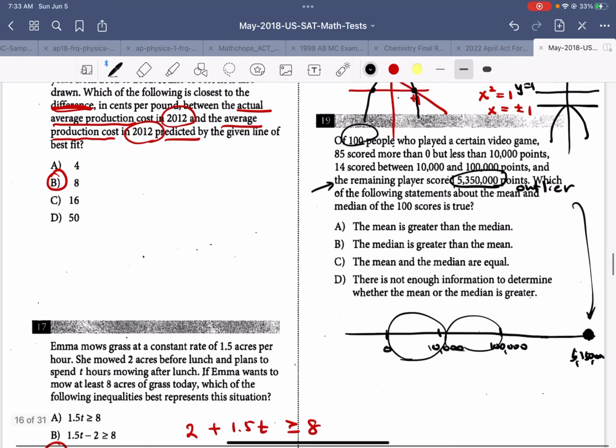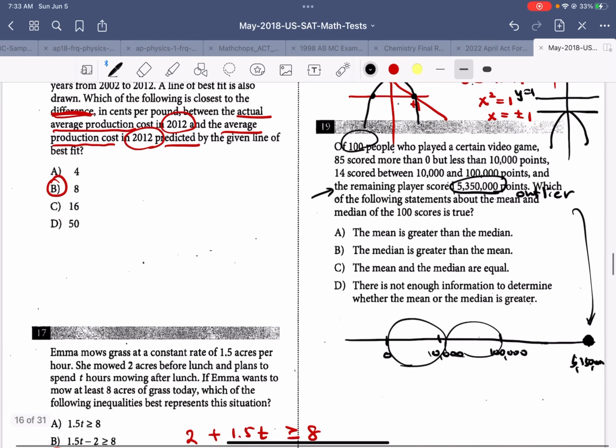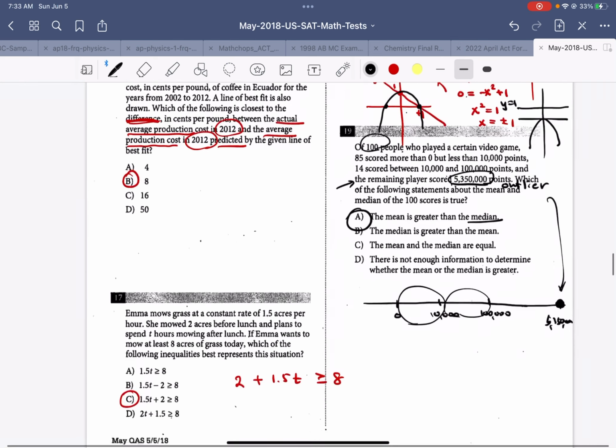So that actually doesn't affect your median, but your mean value is affected a lot, right? So when you compare which one is bigger, your mean value should be a lot greater than the median. So the answer has to be A. Okay? Because of the outlier, your mean value will be a lot bigger than the median. Median is the number in the middle when you put the data in order. Okay?